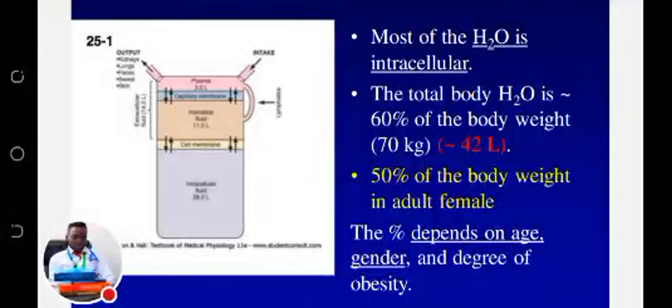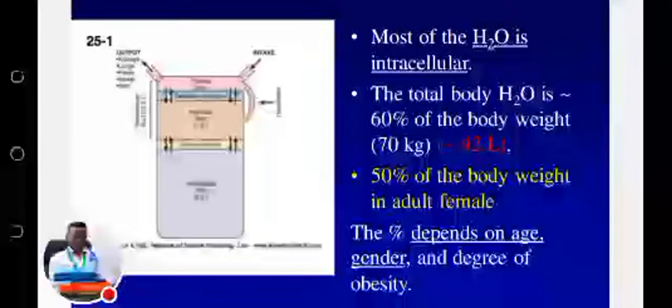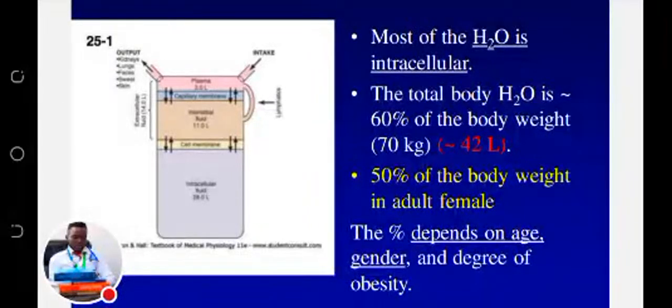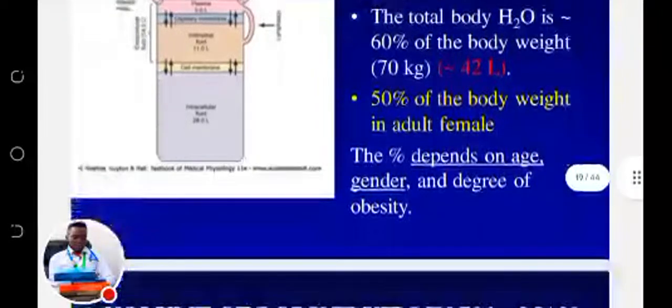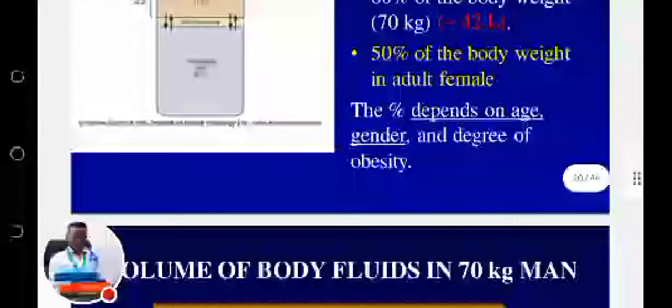And it is 50% of the body weight in an adult female. So in an adult female, we consider 50% of the total body weight. The percentages depend on the age, gender, and the degree of obesity.